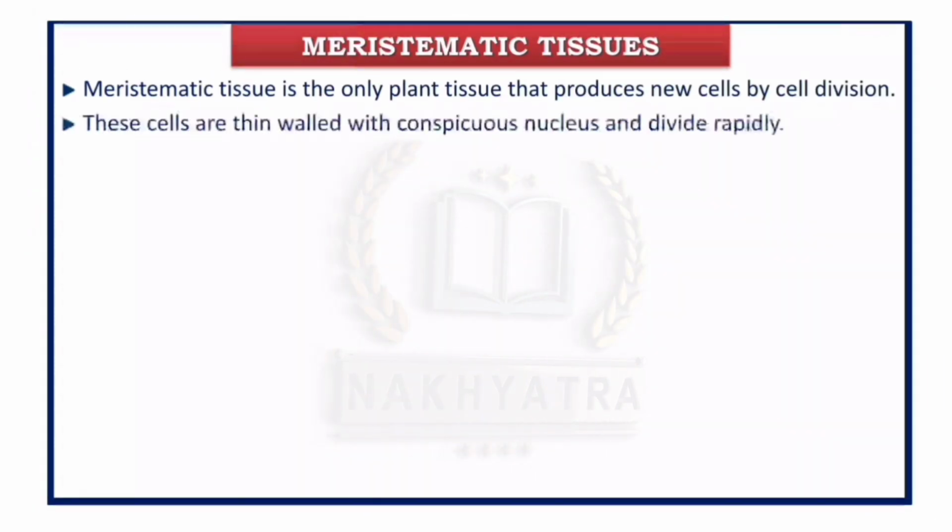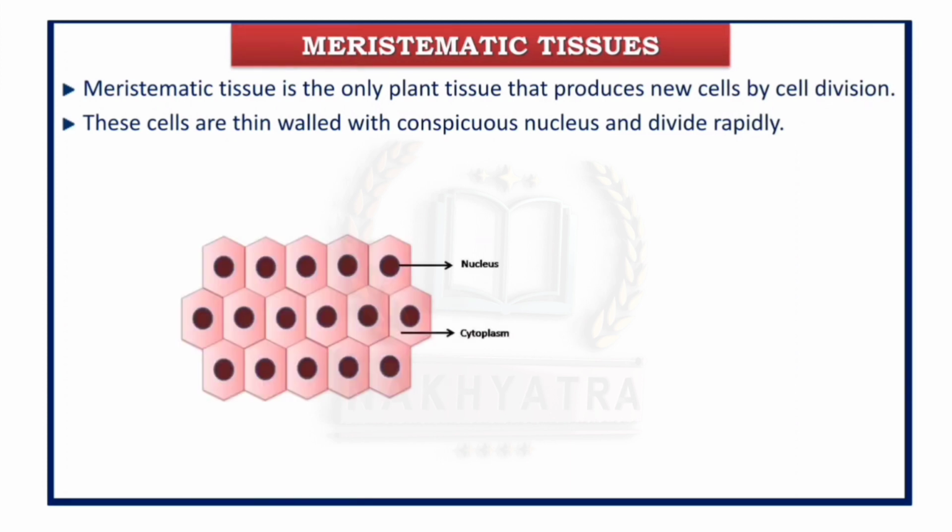Alright. These cells are thin-walled with conspicuous nucleus and divide rapidly. So conspicuous means easily seen. As I already told you, meristematic tissues are growth tissues and they are found in the growing regions of the plant, right? And the cells of a meristematic tissue are similar in structure. See here, and they have thin cellulose cell walls. So each meristematic cell contains dense cytoplasm and a single nucleus. So see here, this is the nucleus and this is the cytoplasm.